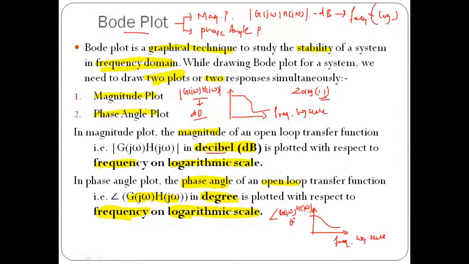That is important. In the same way, as far as phase angle plots are concerned, we need to draw the angle contribution of the open loop transfer function. So it will be like G(jω)H(jω), which will be in degree, followed by frequency, which will be in logarithmic scale. That is important.